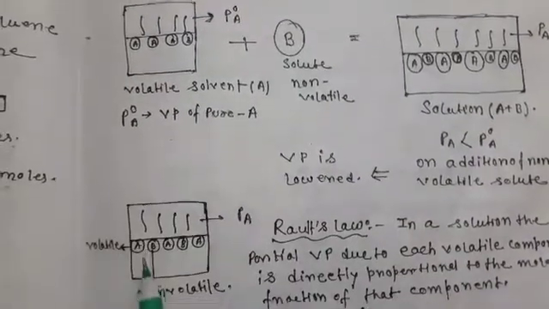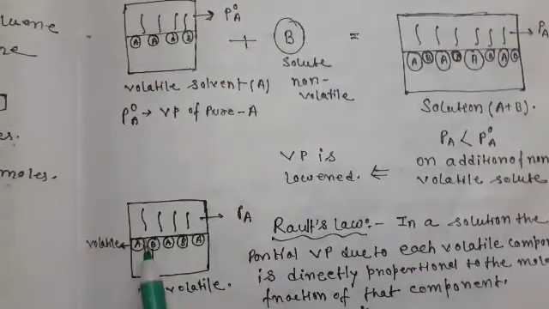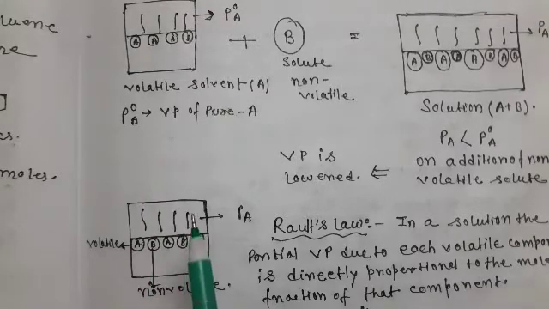See, this is the picture of the solution. Here the surface area contains A molecules and B molecules. Here A molecule is volatile and B molecule is non-volatile. Due to the presence of non-volatile molecules in the surface area, the vapor pressure of the solution decreases.